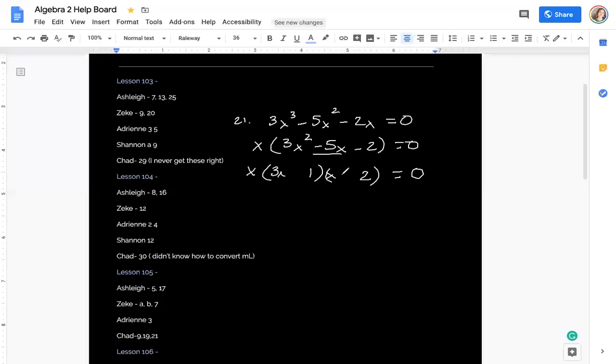So your outer is 6x, so it needs to be negative. This is this one. So you're going to get 3 solutions: x equals 0, x equals negative 1/3, x equals 2. And so those are the 3 solutions for that one.